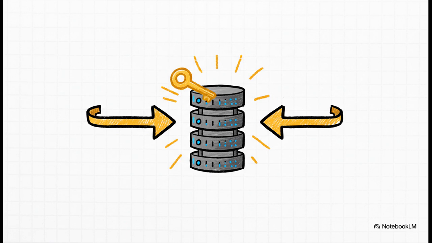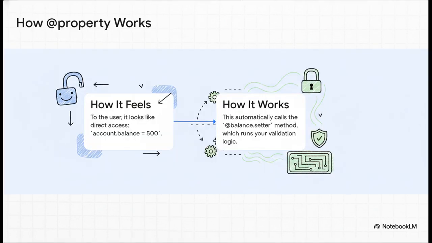Why? Because it gives you all the power and control of those manual getters and setters, but it does it with a clean, beautiful syntax that makes it look like you're just accessing the attribute directly. And here is the absolute magic of it. To the person using your class, the code looks simple and direct. account.balance = 500. It feels totally normal.